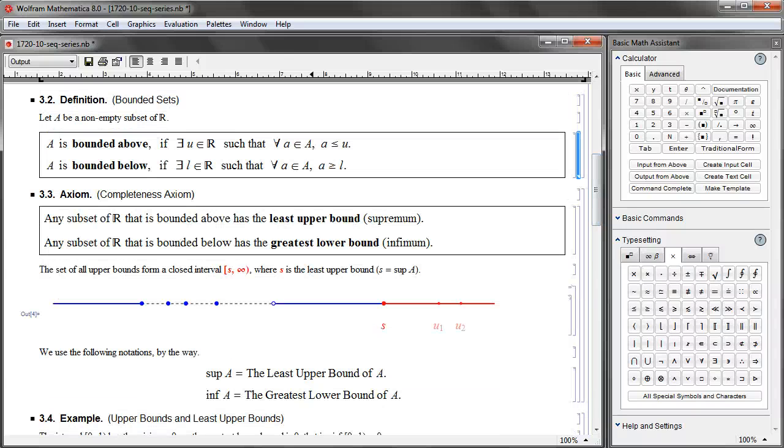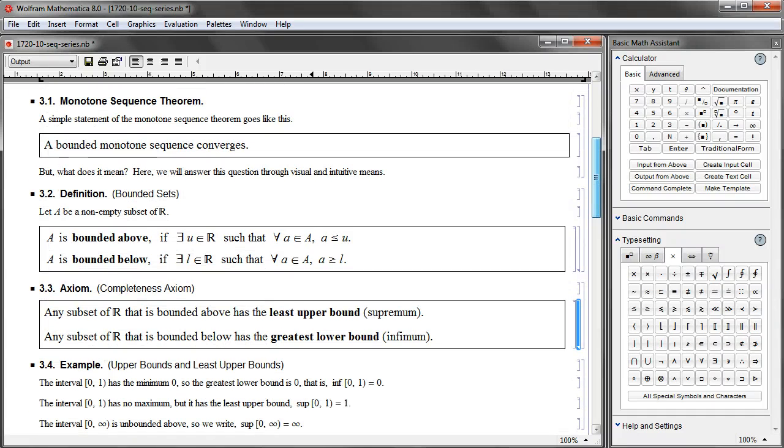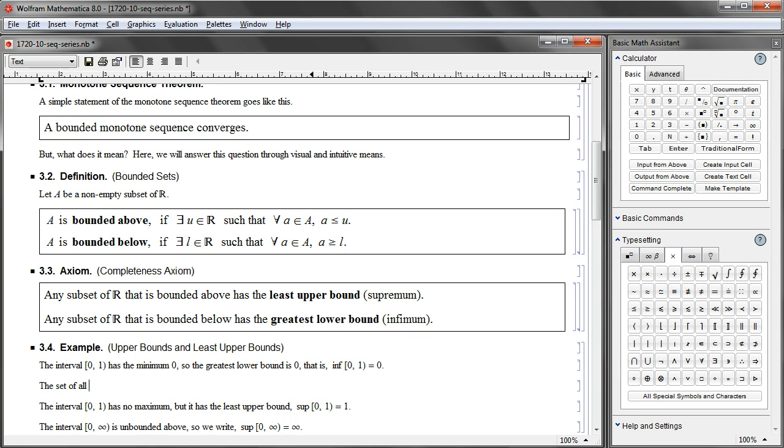Well, let's look at some more examples here. Let's see, example 3.4. Interval 0 to 1. Half open, half closed interval 0 to 1 has the minimum 0. That's the smallest element. So that is the greatest lower bound. As a matter of fact, what is the set of all lower bounds? That's negative infinity to 0.